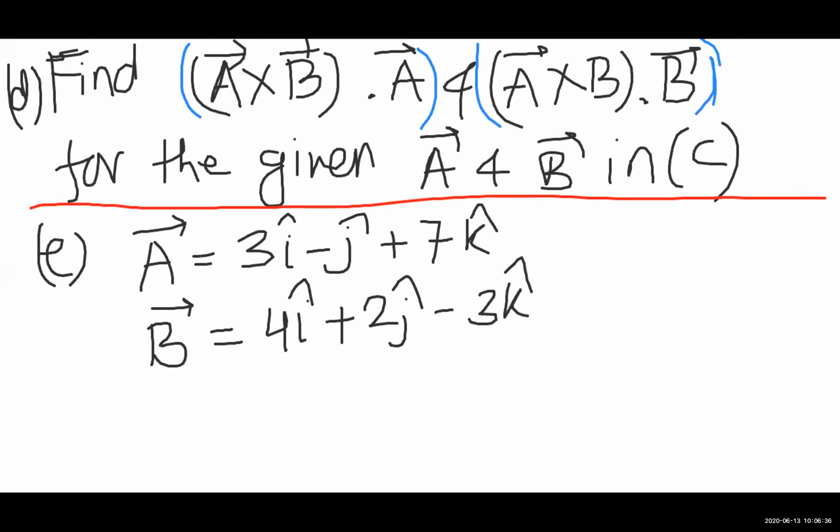Yes, in the D question both should be zero. You should now be convinced that A cross B is a vector which is perpendicular to both A and B.